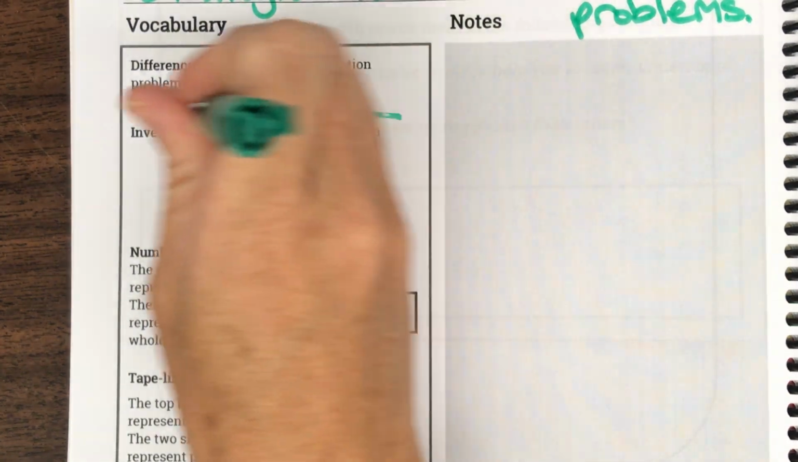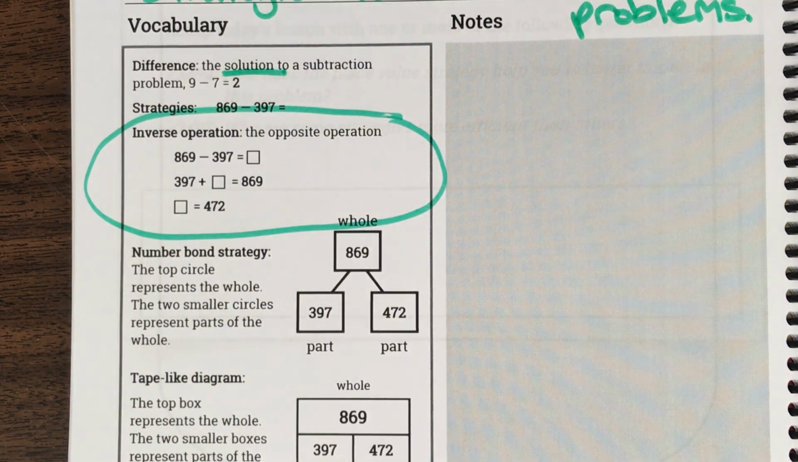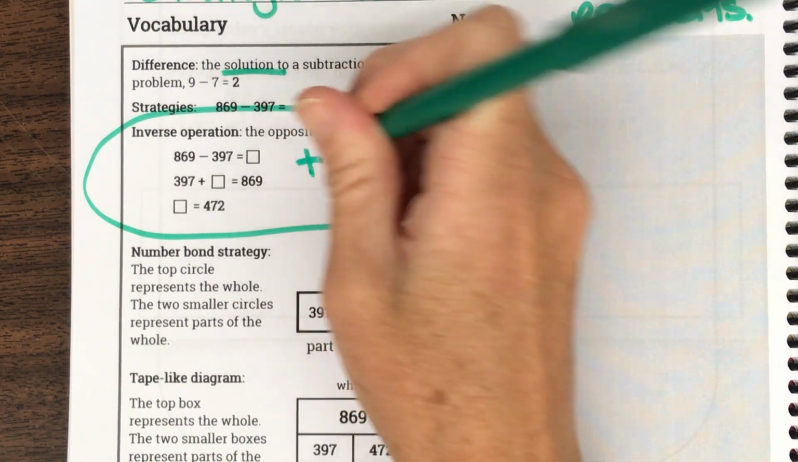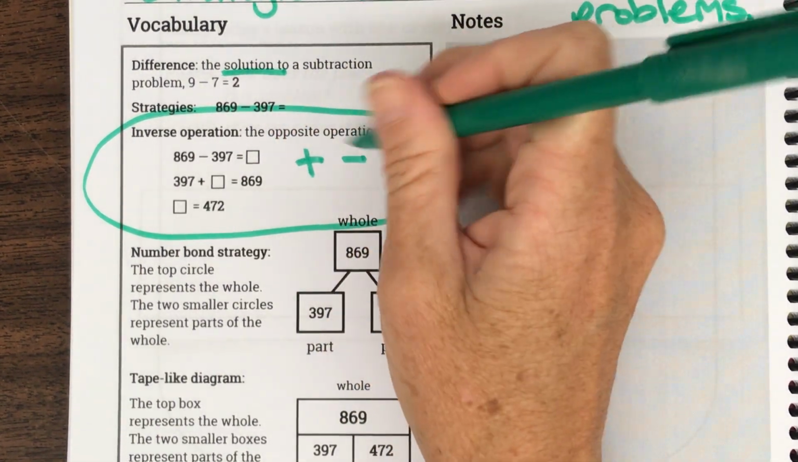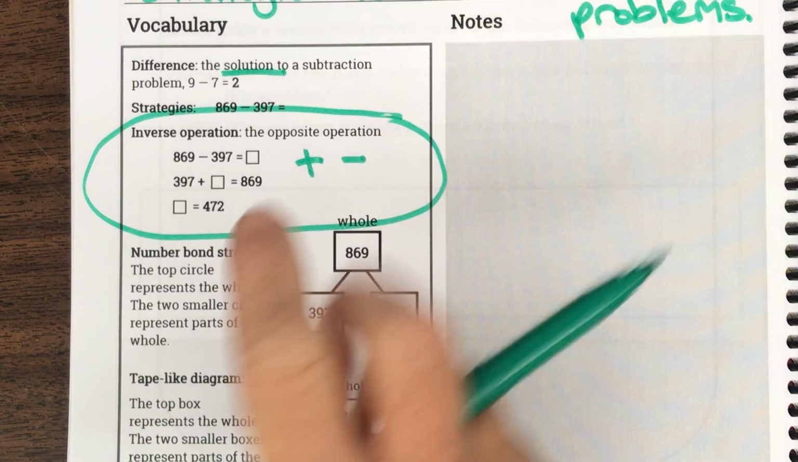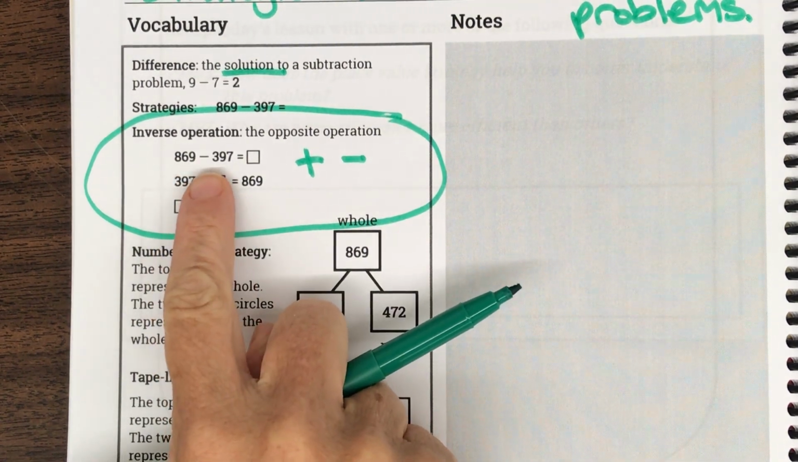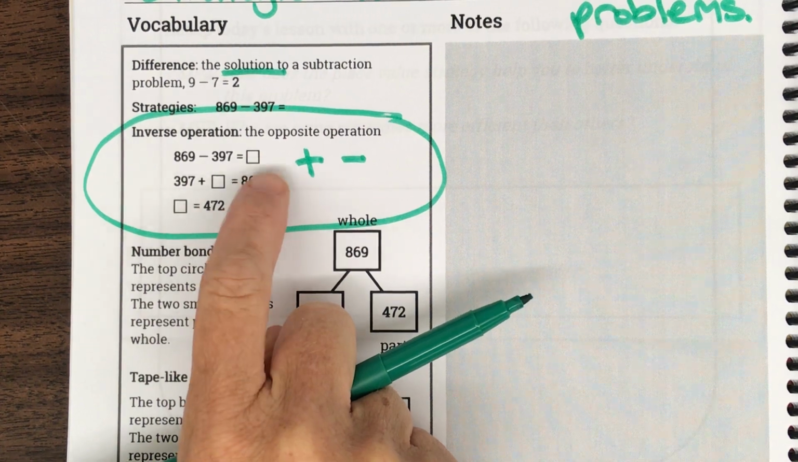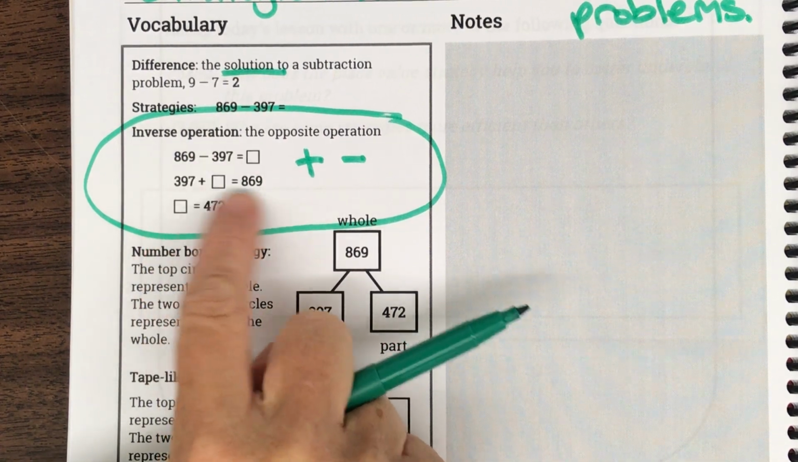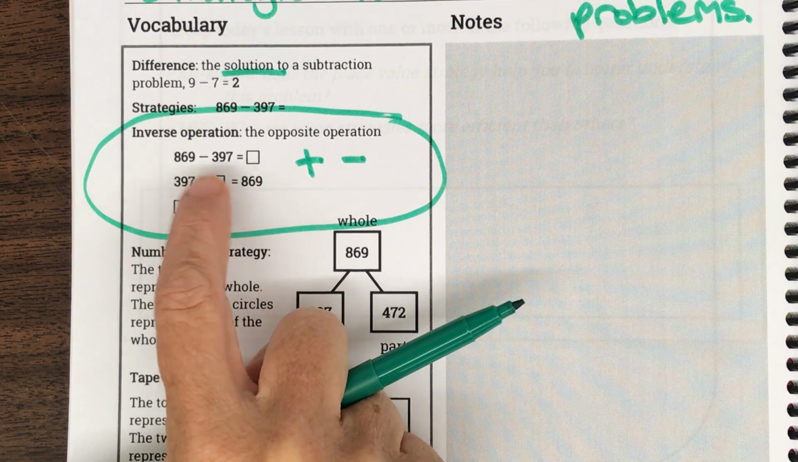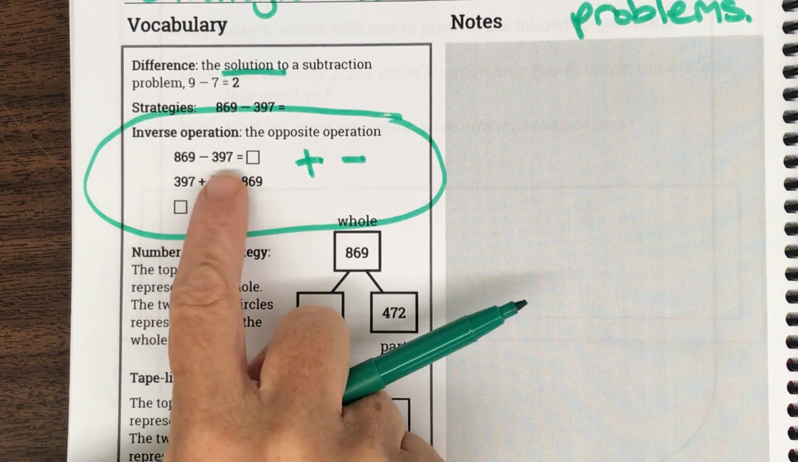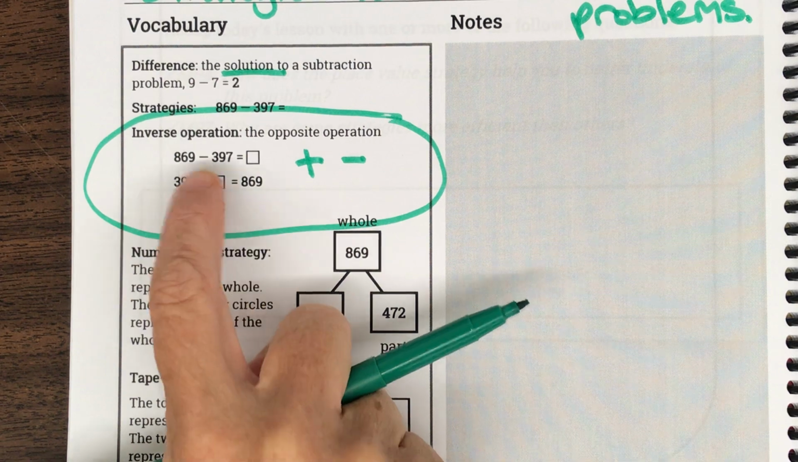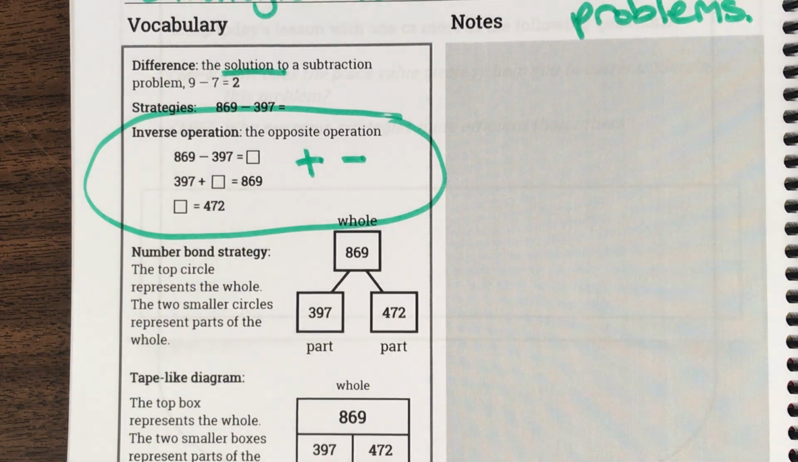This is kind of a key word here, the inverse operation. So the inverse operation for addition is subtraction. So they're the opposite operation. So for example, it says 869 take away 397 equals something. We could also use those same numbers and put it into an addition problem. So 397 plus whatever the difference was would give us the whole. And I think a better way to see that is in this number bond strategy.